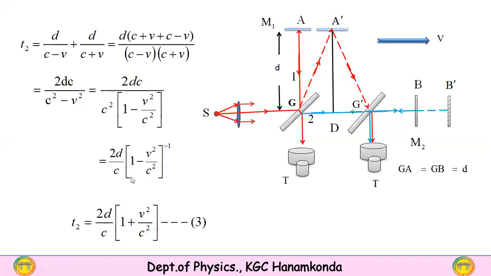Now the transmitted ray is transmitted through the glass plate, hits the plane mirror M2 at B dash, is reflected back and reaches G dash. Therefore the time taken for G dash B dash and B dash G dash is 2d by c into 1 plus v square by c square.